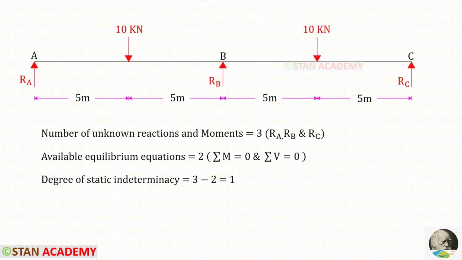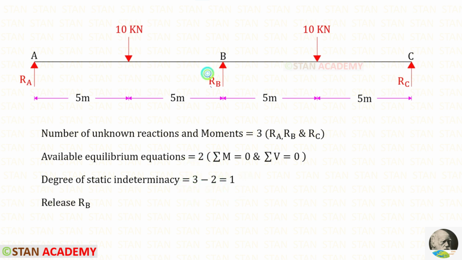In this beam, the number of unknown reactions and moments is 3. There are only vertical reactions RA, RB and RC. The available equilibrium equations are 2. The degree of static indeterminacy will be 3 minus 2, so it will be 1.